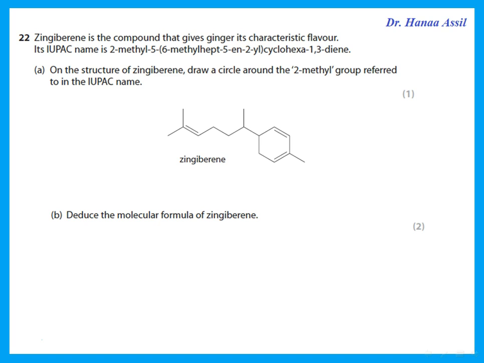This molecule is a compound that gives ginger its characteristic flavor. Its IUPAC name is this. On the structure, draw a circle around the 2-methyl group referred to in the IUPAC name. Where is 2-methyl? He says it's 2-methyl, 5, a lot of things, cyclohexadiene. So the 2-methyl is on the cyclohexadiene, so that is this one.